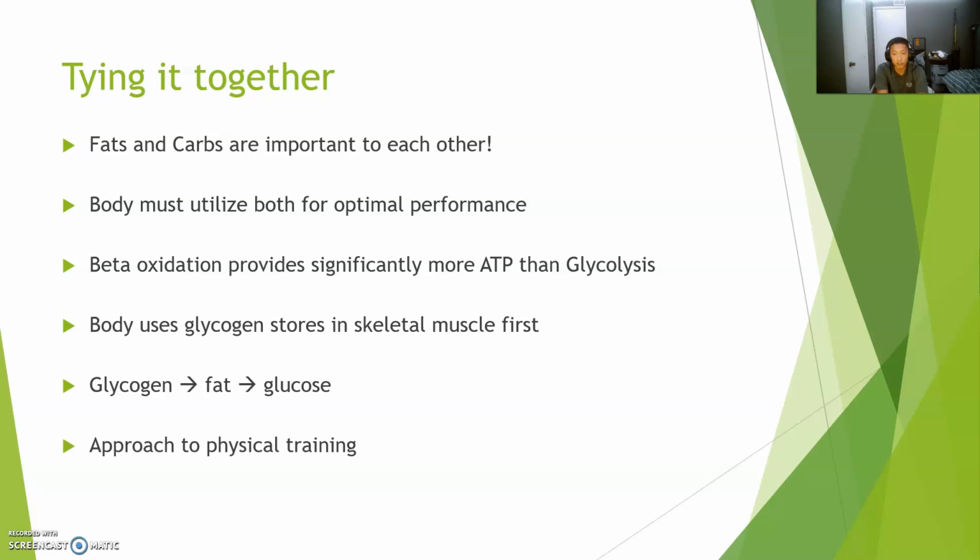But in terms of what we're going to use, we use glycogen and fat first before we use our glucose stores. And because we know this information, we could use it to our advantage in physical training, as we can tailor certain exercises to maximize these energy systems, developing both an aerobic and an anaerobic metabolic capacity to perform optimally.